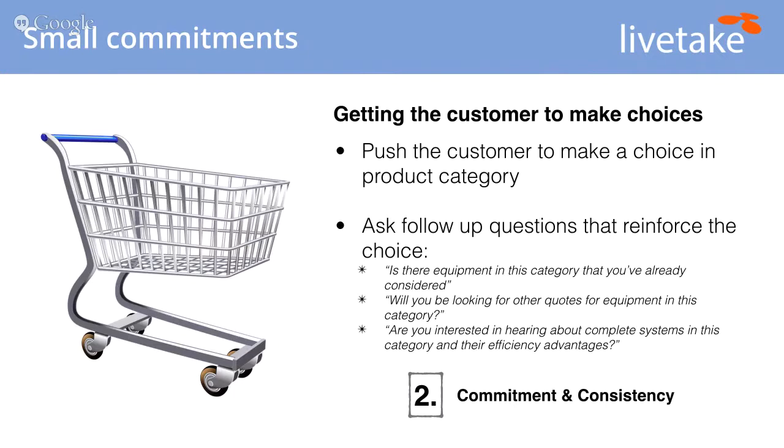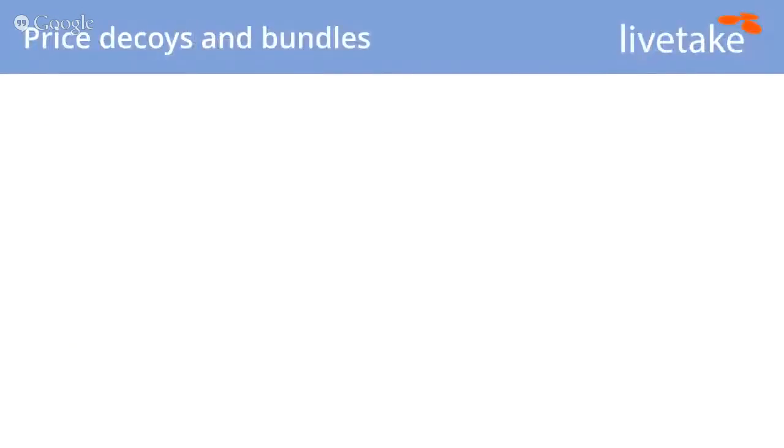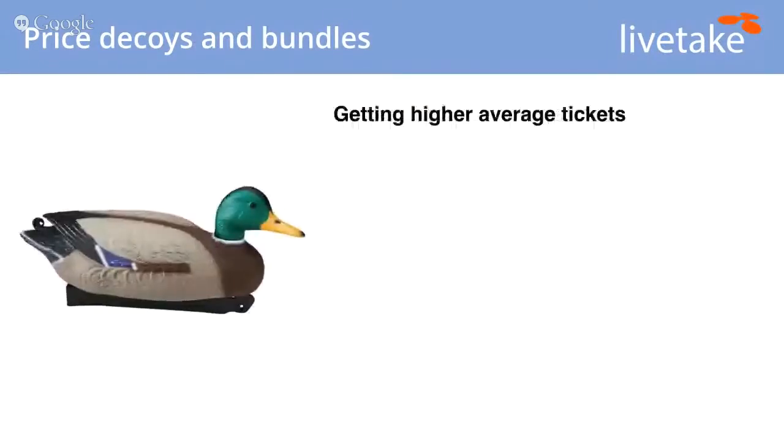And that psychologically creates anxiety. So customers don't tend to do it. So the next step then is trying to use price decoys and bundles. What this does is this helps you to get higher average tickets when you're now within a category. And I'll explain that further right now.